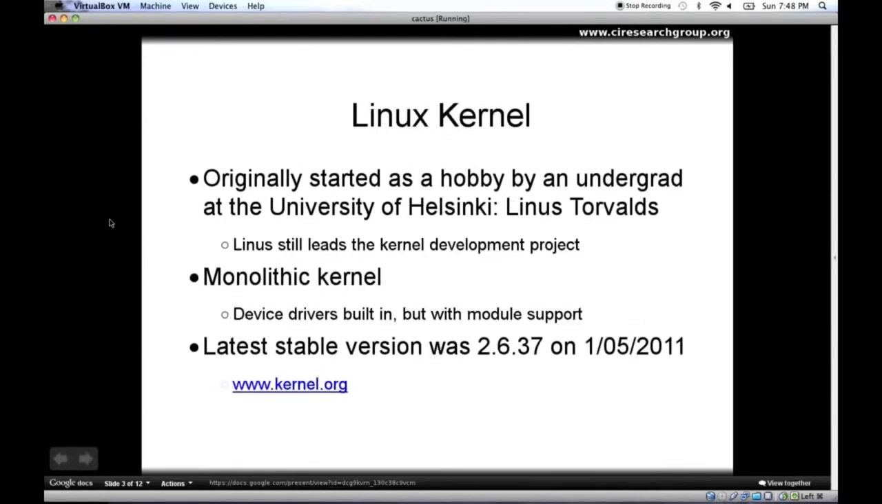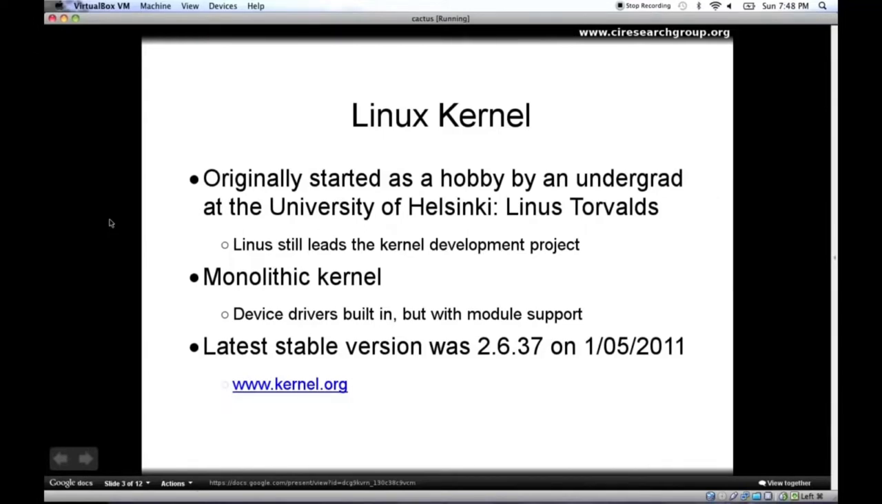The Linux kernel was originally started as a hobby by an undergraduate at the University of Helsinki, a gentleman by the name of Linus Torvalds. He still heads the kernel development project. Now, Linux is what's called a monolithic kernel, and that means that the device drivers are built into the kernel. However, it's not a true monolithic kernel because the device drivers can be built as modules and loaded and unloaded from the kernel at runtime.